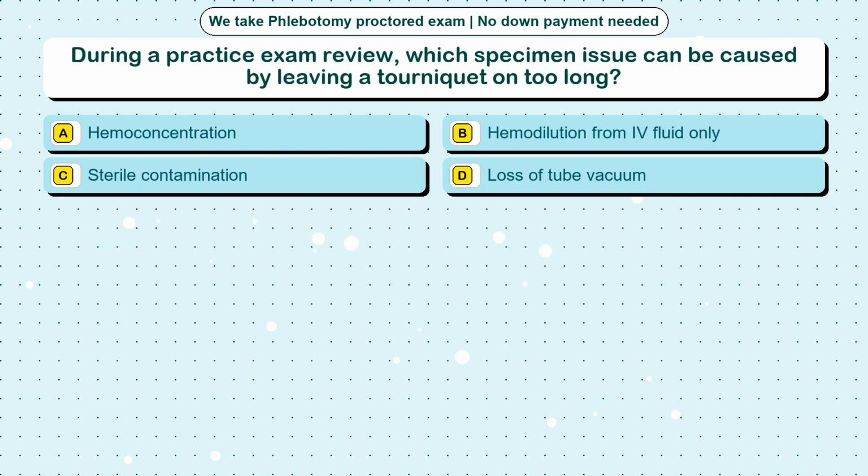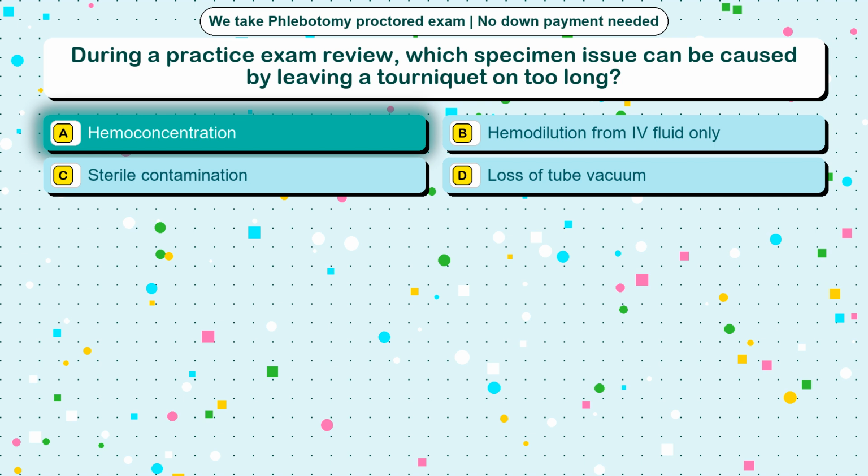Question 99. During a practice exam review, which specimen issue can be caused by leaving a tourniquet on too long? Option A. Hemoconcentration. Option B. Hemodilution from fluid only. Option C. Sterile contamination. Option D. Loss of tube vacuum.